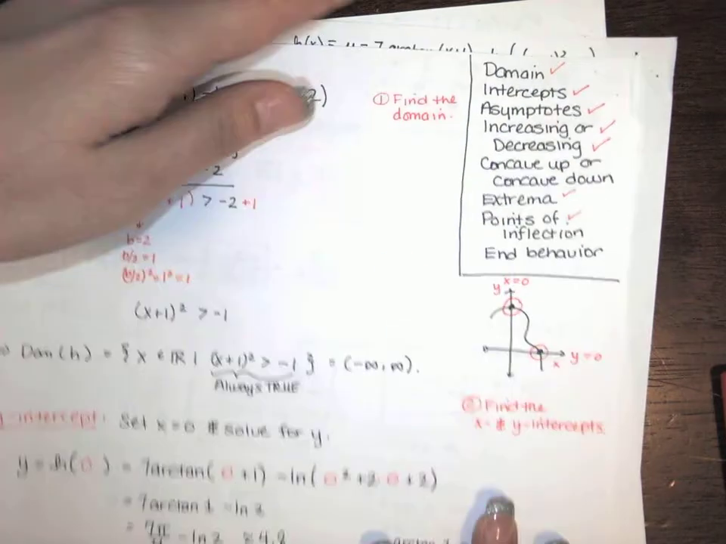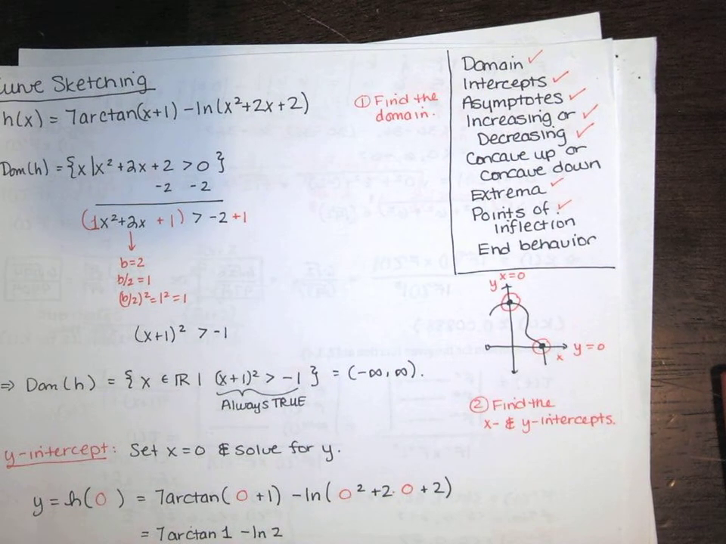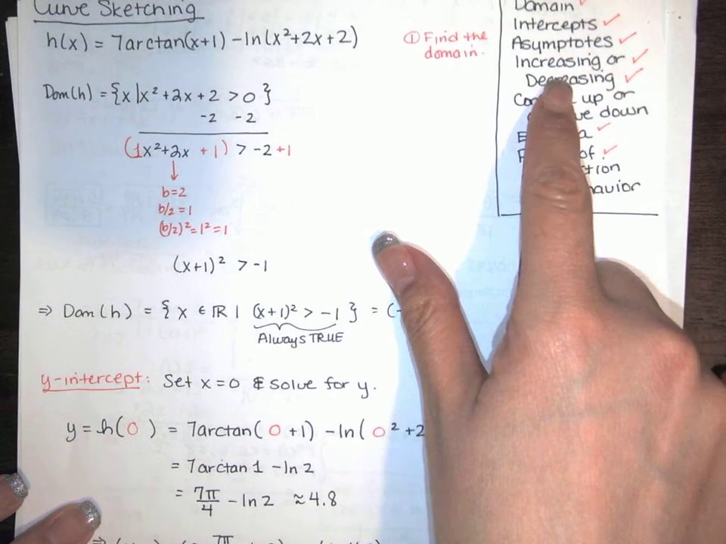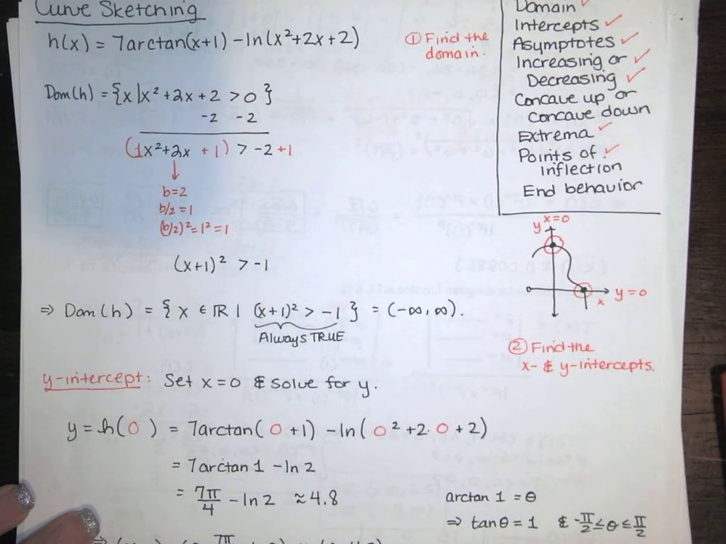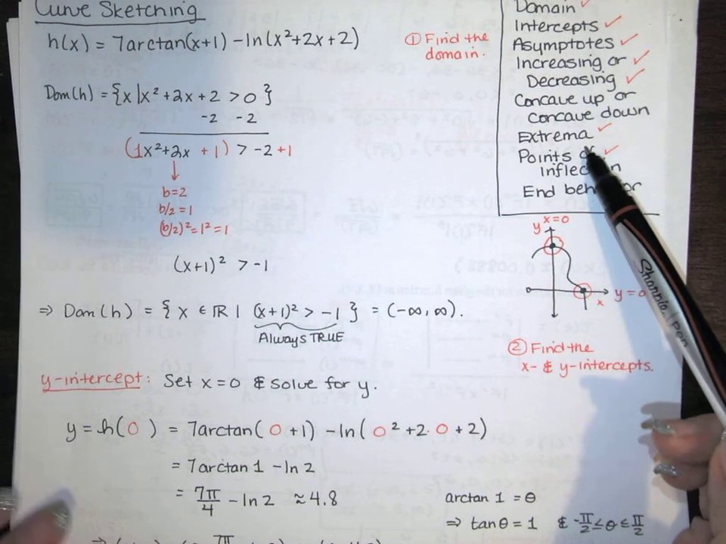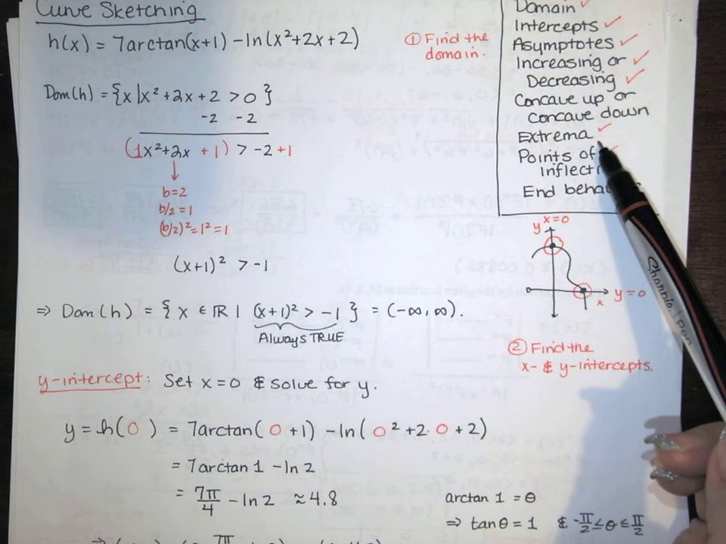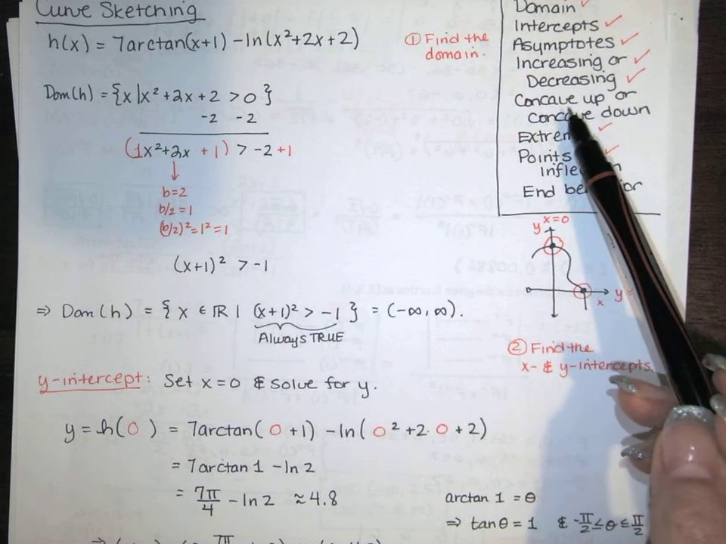So we use what we know about domain to graph the function. We find the intercepts of the function. We figure out where the graph has asymptotes if there are any, and it turns out this one didn't have any. Then we use the first derivative to figure out where the graph is increasing or decreasing. And we use the second derivative to figure out where the graph is concave upward or concave downward. Then we've got the first derivative test that will allow us to determine if we've got relative extrema, so relative mins, relative maxes.